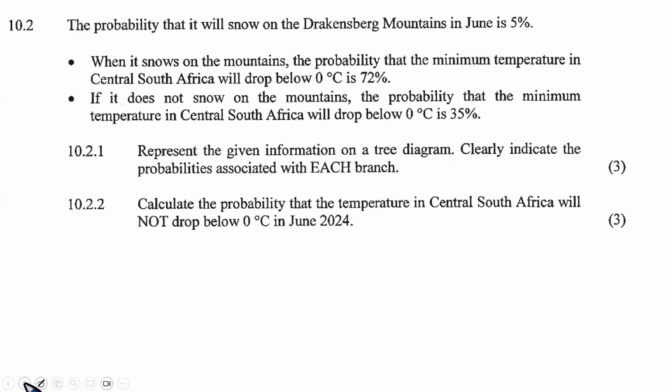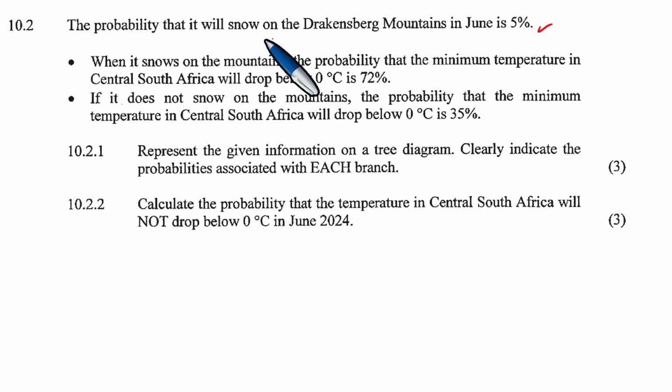Next question. The probability that it will snow on the Drakensberg Mountains in June is 5%. Take note of this, because this is going to come in your exam: these probabilities, the independent events, the tree diagrams and the Venn diagrams. We had to do lots of these, but I'm trying to run through as many topics as possible.